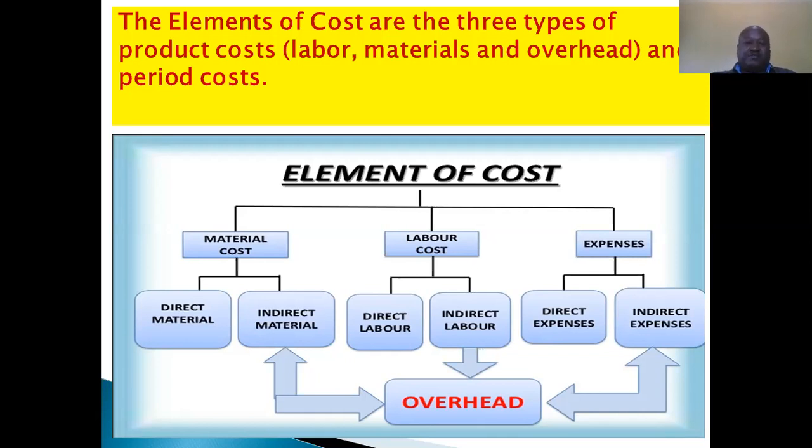Material cost could be divided into direct material and indirect material. Labor cost is also divided into direct labor and indirect labor. Direct labor is directly associated with the cost of a product that will be produced. Indirect can be apportioned. It could be something like power, supervision, stores, and so on. Those are indirect labor costs. Expenses are divided into direct expenses and indirect expenses. So all these can be summed up. What is indirect is an overhead. They are called overheads.